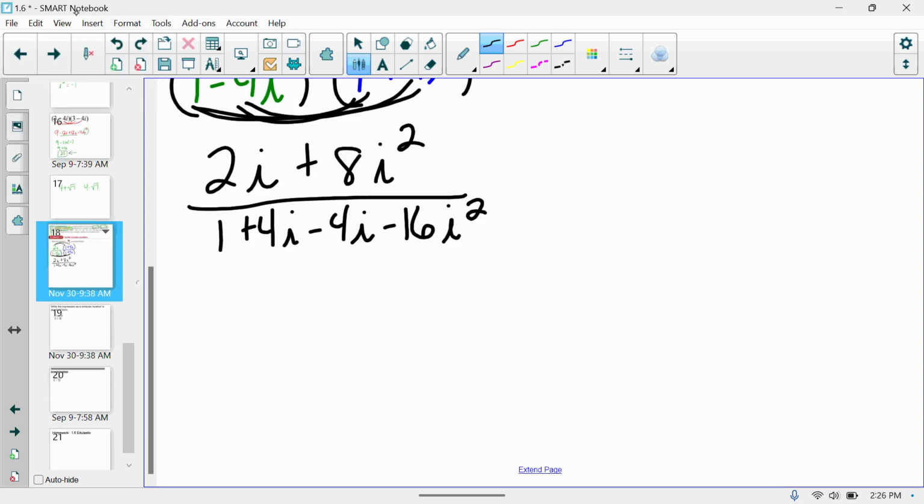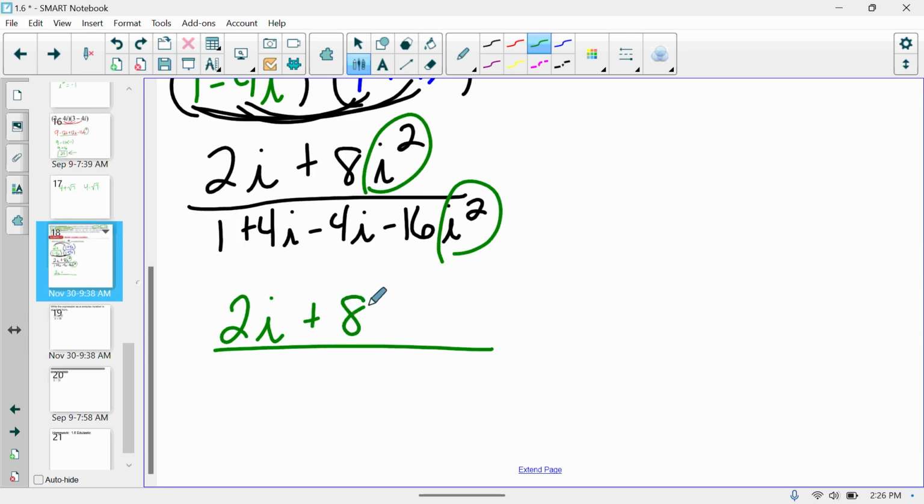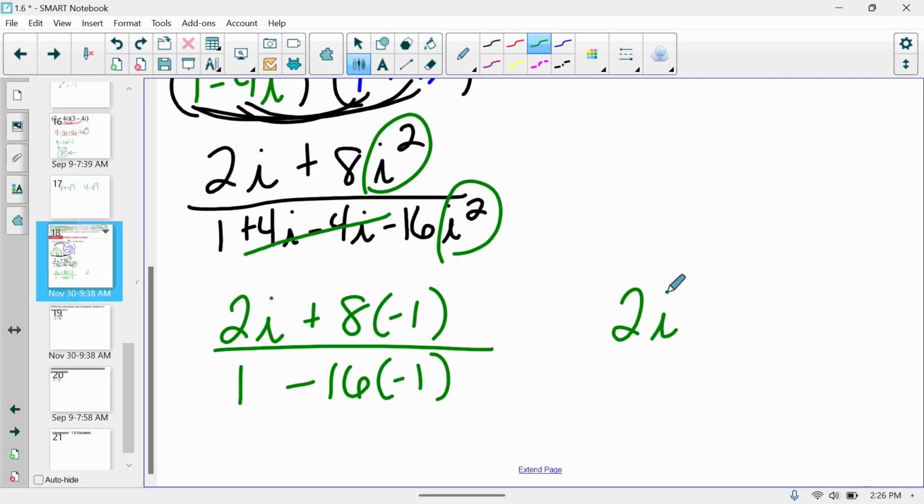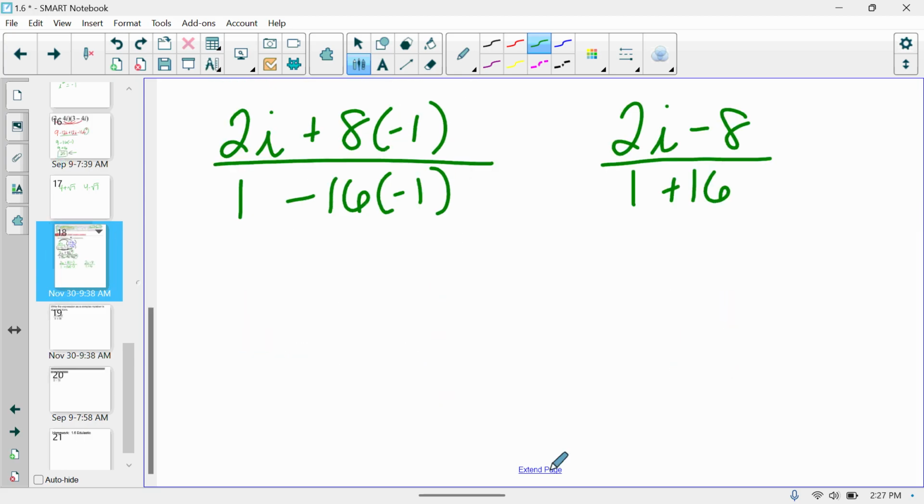We're going to have quite a bit of simplifying to do now. Anytime you see i squared, we're going to change that to negative 1. So this is like 8 times negative 1. If you want to just go ahead and write negative 8 right away, go ahead. In your denominator, 4i minus 4i is 0. And then again, change the i squared to negative 1. So that means it's really 2i minus 8, right? Because it's 8 times negative 1. And then 1 plus 16, since it's negative 16 times negative 1. So we're going to have 2i minus 8 over 1 plus 16, which is 17.